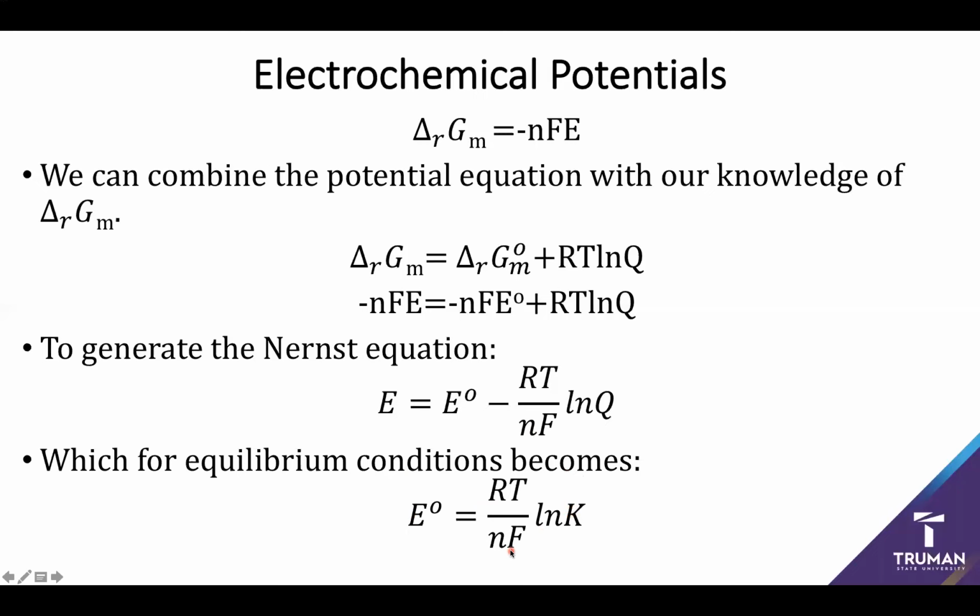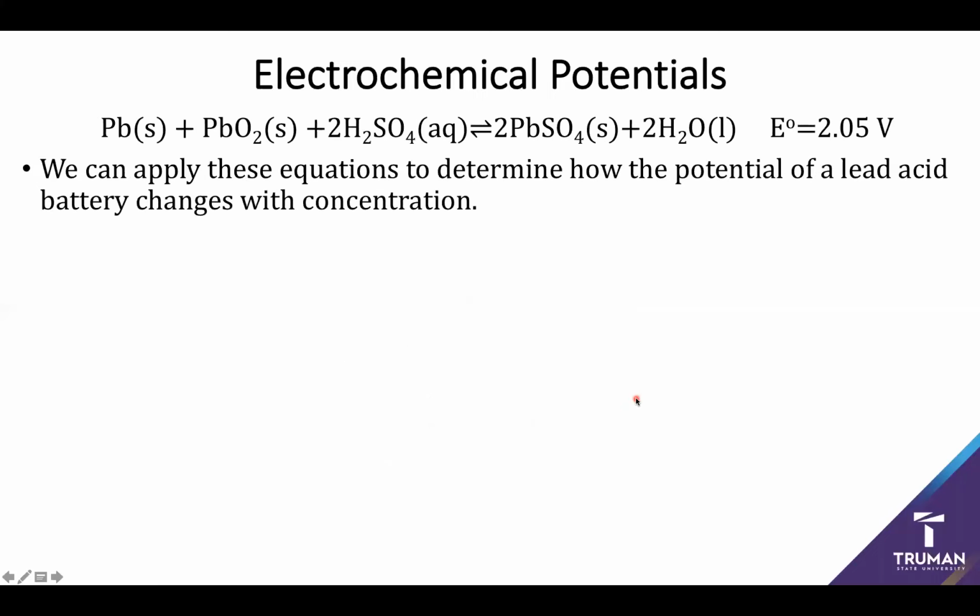However, we can also try and figure out how my actual potential is going to change as a function of concentration. And this is a good exercise to illustrate the sheer variability in the chemical potentials of a system. So let's go ahead and go back to our good old friend, the lead acid battery. And I want to figure out how the potential of this battery changes with concentration. So we can go ahead and start with our Nernst equation.